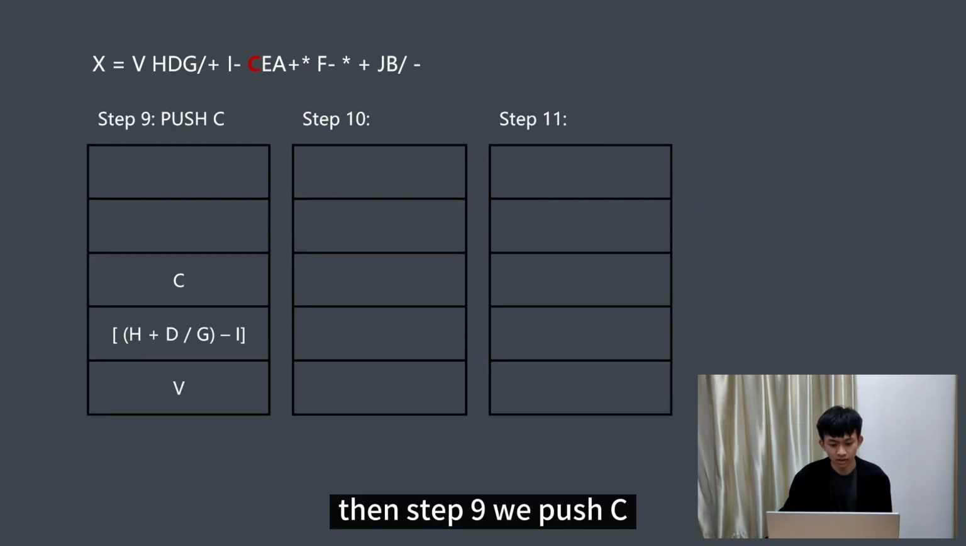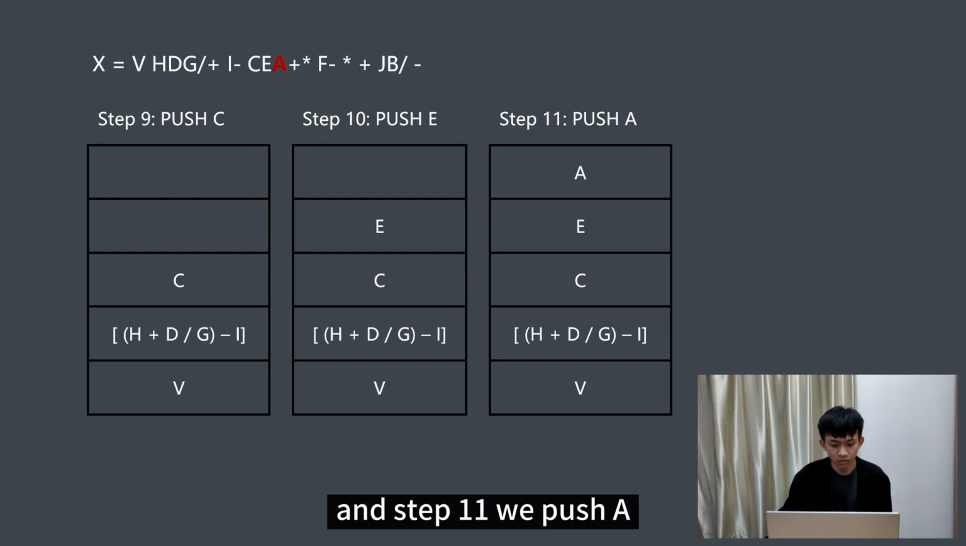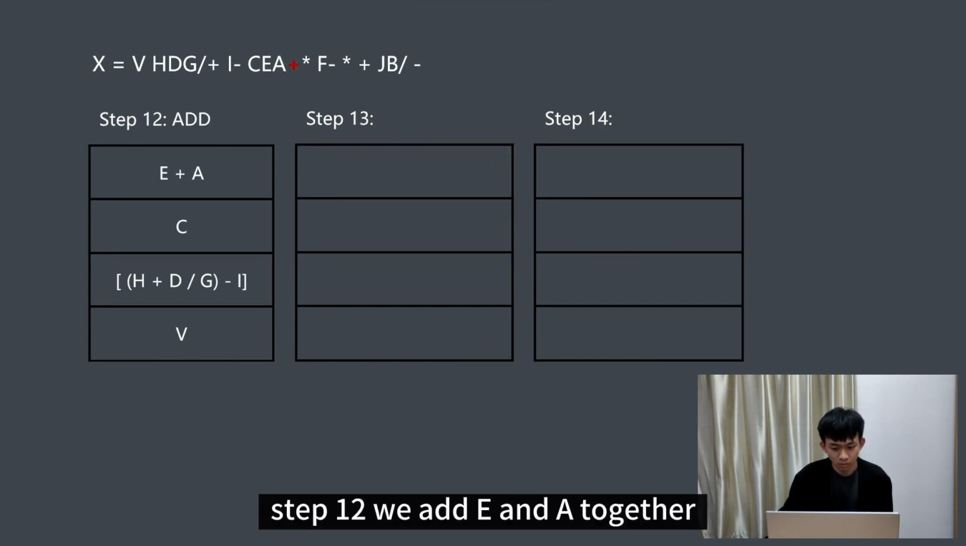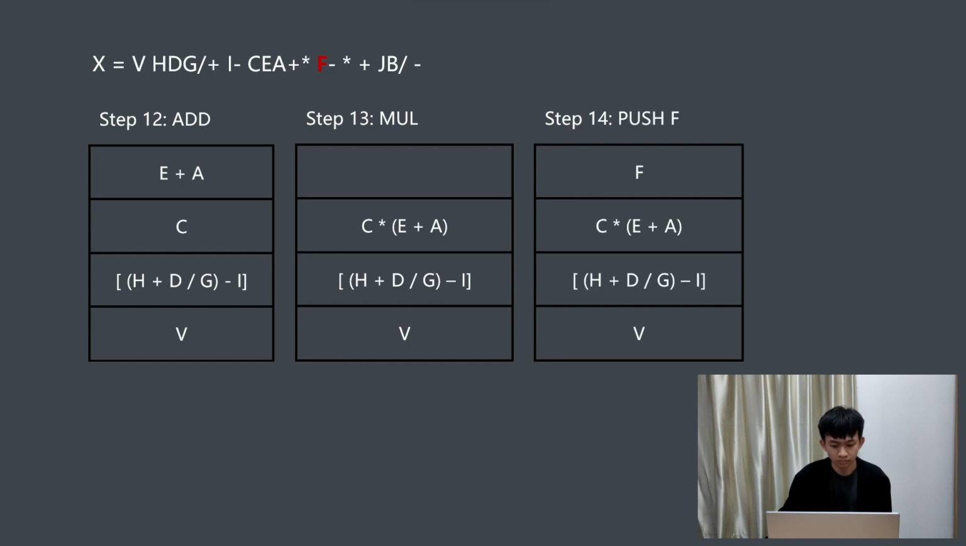Then step 9, we push C. Step 10, we push E. And step 11, we push A. Step 12, we add E and A together. Step 13, we multiply the result by C.